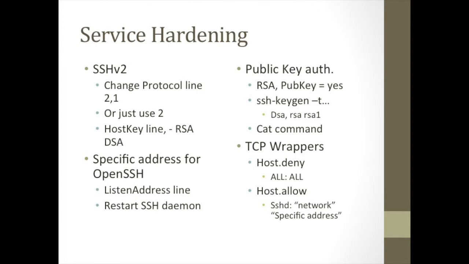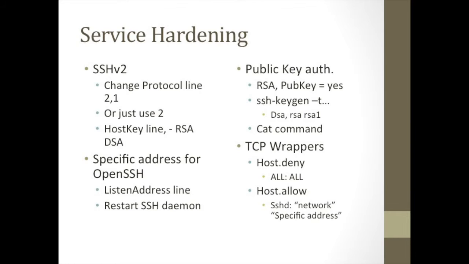For public key authentication, you'll want to go into the configuration file, and you'll want to change the RSA authentication and pub key authentication to say yes, and password authentication to say no. After restarting the daemon, you'll be locked out, and you'll have to generate the key for this, and you'll use the ssh-keygen command, and then you can use the -t DSA. You can use RSA or RSA1 to generate the key for these services.